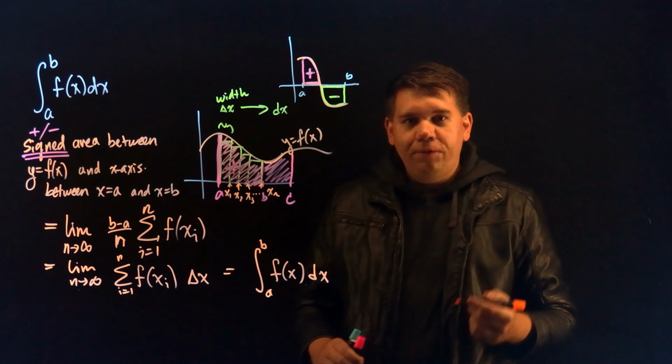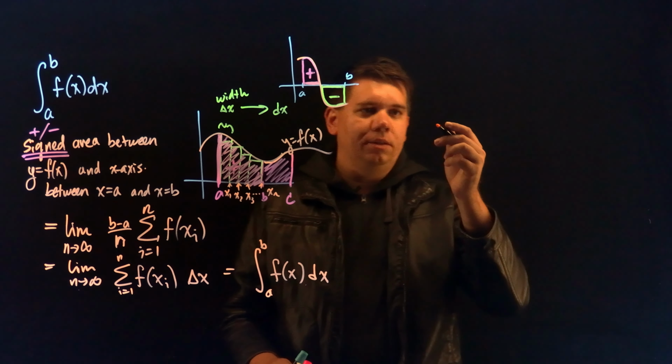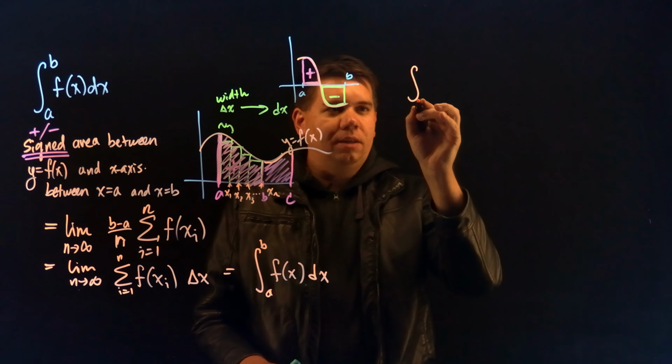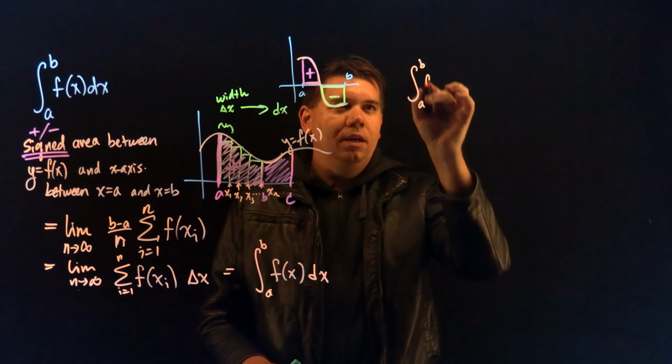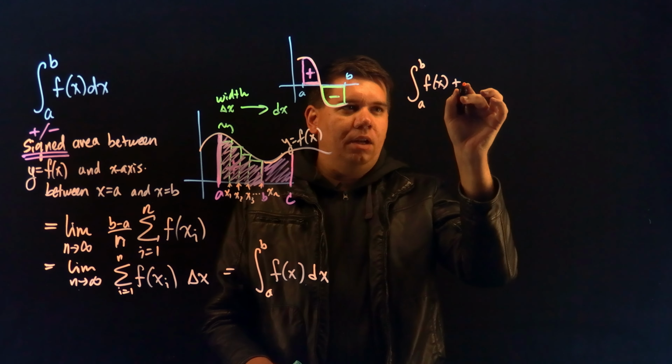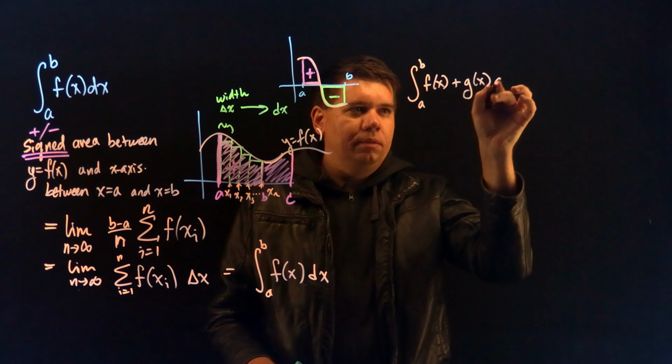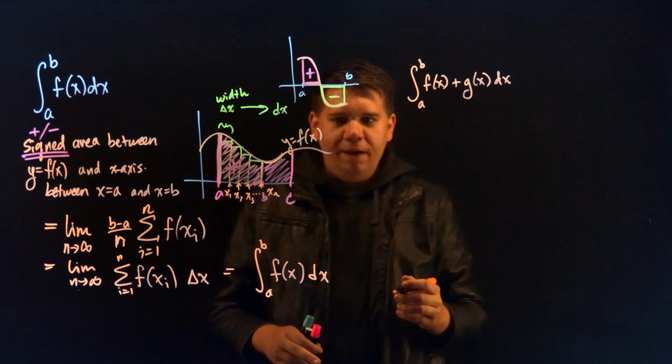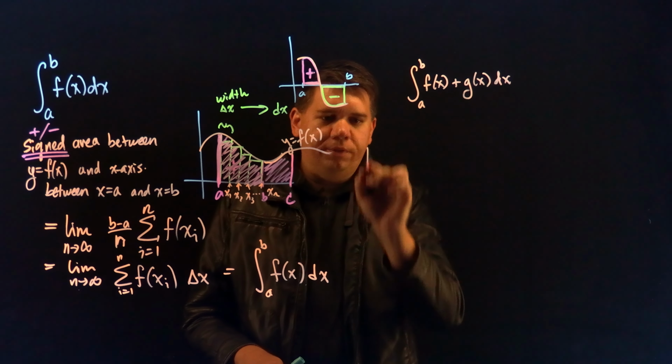To wrap up, let me give you a couple more properties of the definite integral. How would I calculate the definite integral from A to B of f of x plus g of x? Okay, so what do I have in mind here? I guess I need another picture for this.